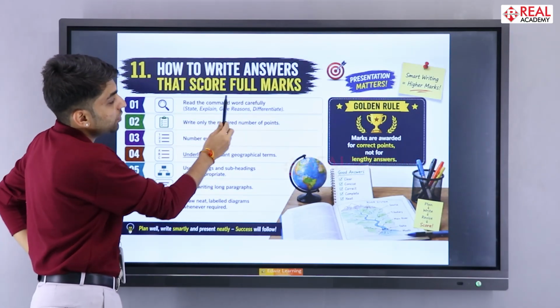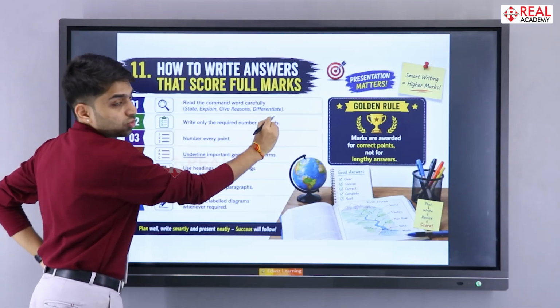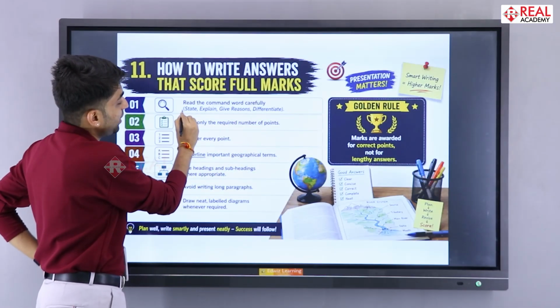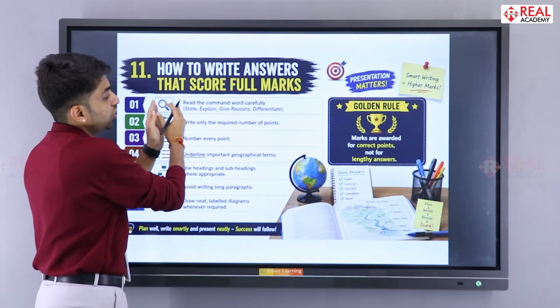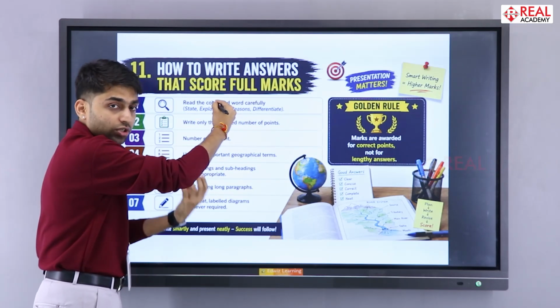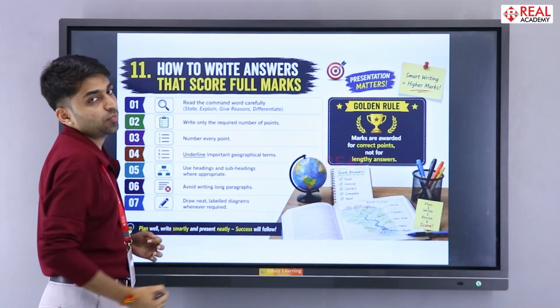So read the command word carefully. Before you write any paper, you are supposed to read the entire question paper. For example, there may be terms like state, explain, give reason, differentiate. You need to understand what the question is trying to tell you. Go with that. Write only the required number of points.